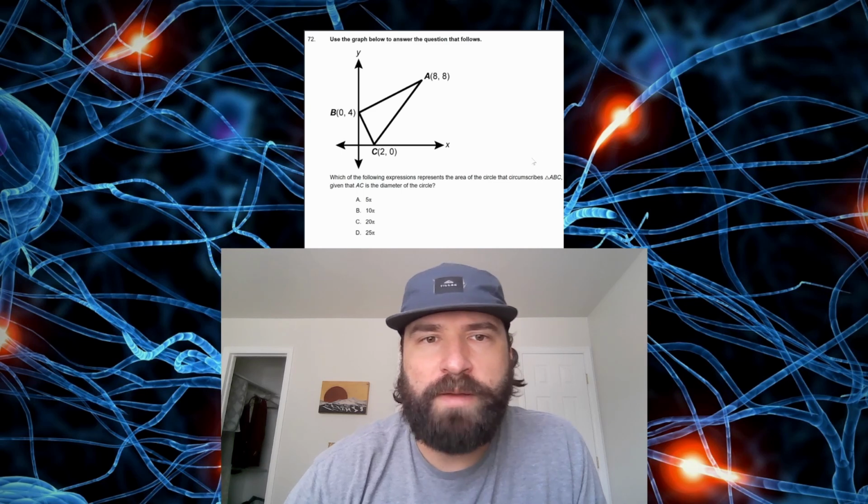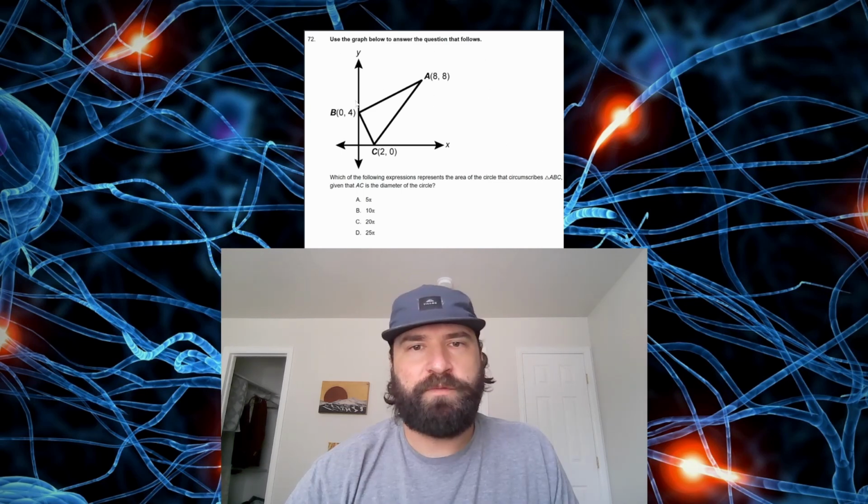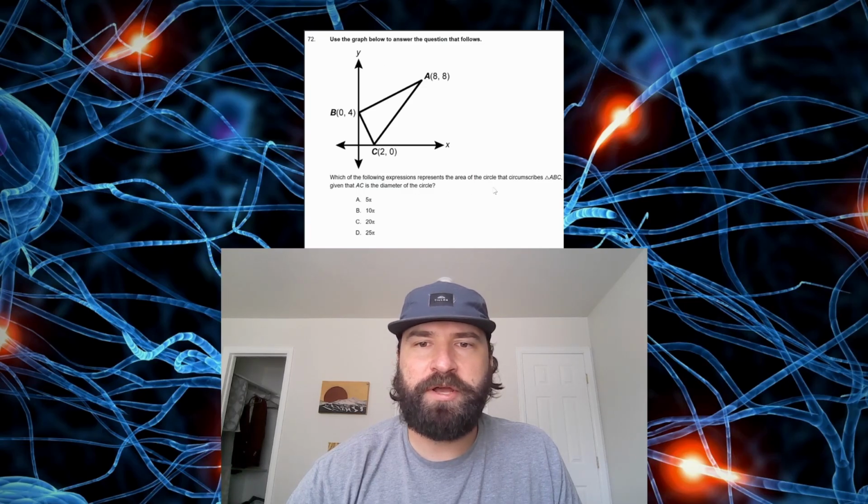All right, let's run through another MTEL question. This one says, use the graph below to answer the question that follows. And we've got this picture of a triangle on a coordinate grid. It says, which of the following expressions represents the area of a circle that circumscribes triangle ABC, given that AC is the diameter of a circle?